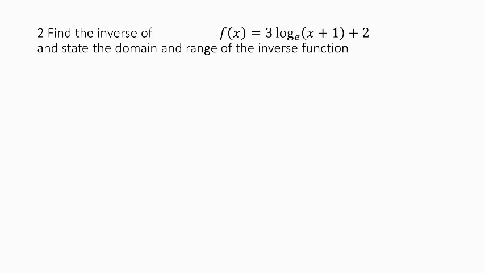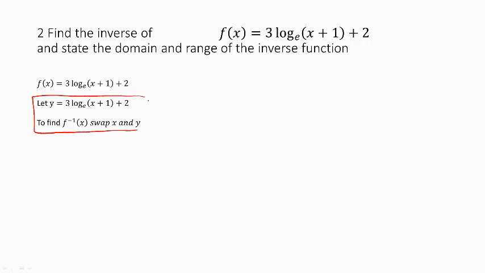Okay, let's find the inverse function of f(x) equals 3 log to the base e of (x plus 1), plus 2. And we're going to really look at the domain and the range of the inverse function. First of all, we write out our rule. Remember that we have to let y equal 3 natural log of (x plus 1) plus 2, and we need to say that to find the inverse of x, we're going to swap x and y. This part's really important, because if we don't write that, the examiners will take off a mark.